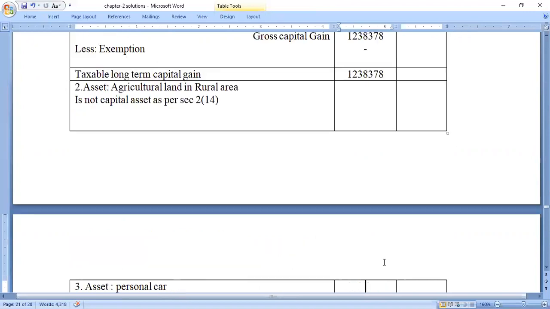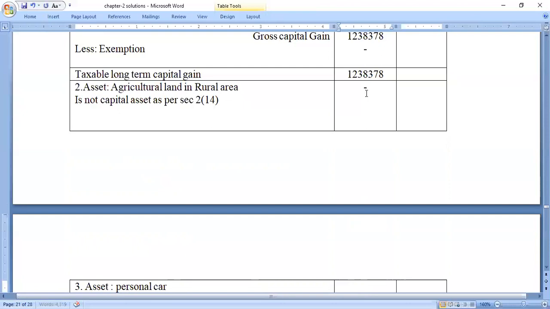Second, we have the asset called agricultural land, which is situated in the rural area. We are not going to calculate any income from capital gain on the agricultural land in a rural area because it is not a capital asset as per section 2(14). So income will be nil.